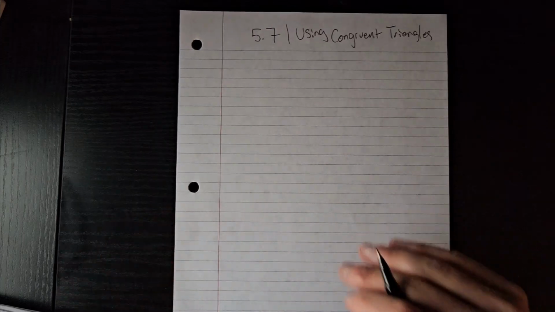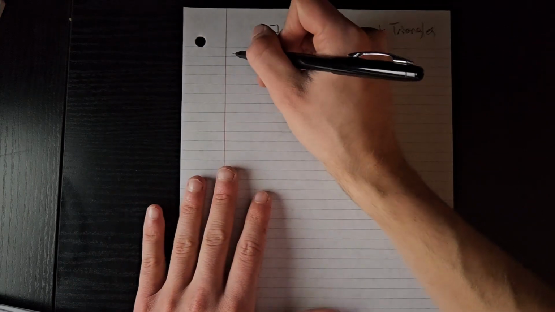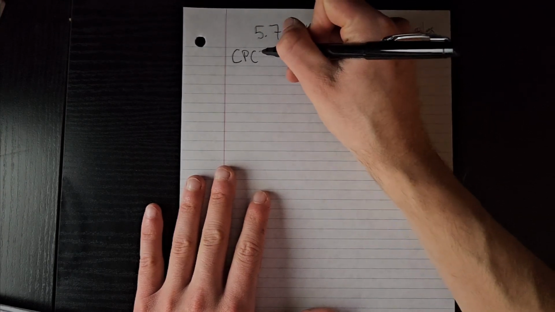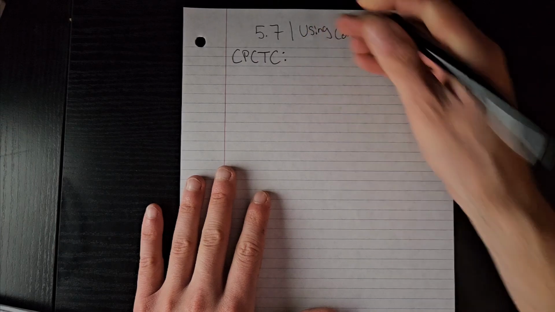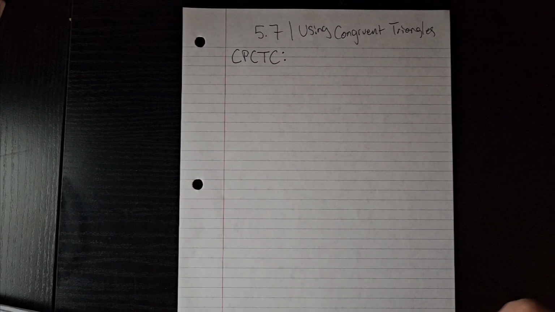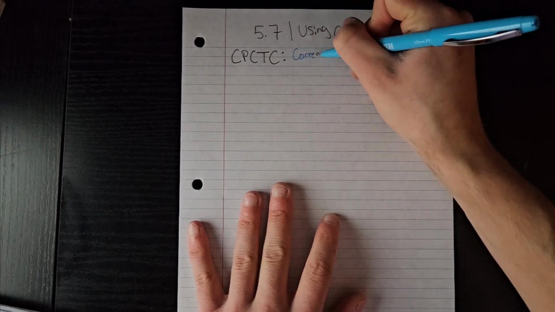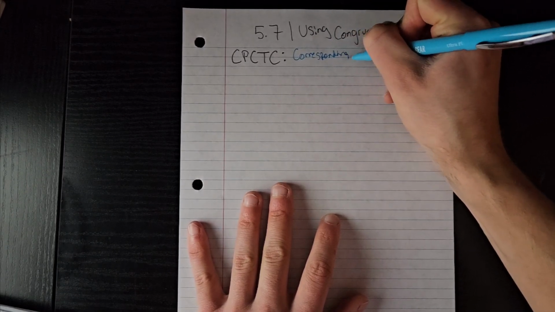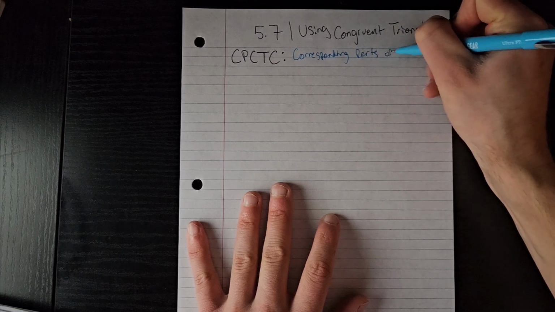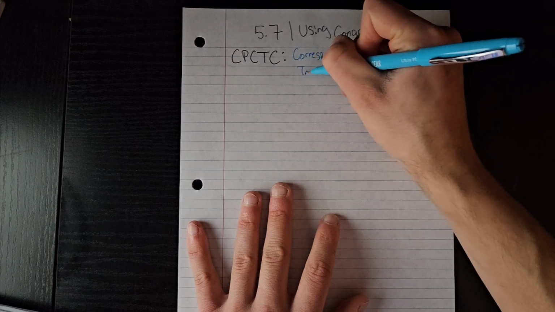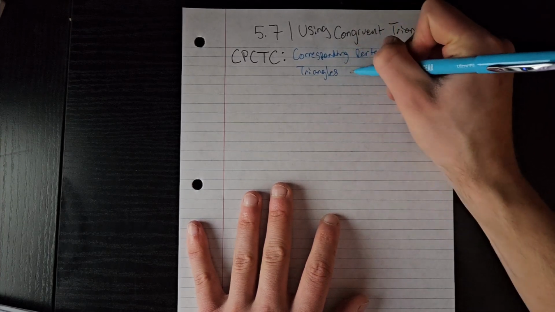We aren't learning anything actually new today. Everything's kind of, I'm not gonna say intuitive, but we're just gonna add a slight add-on to what we've been doing so far in proofs for this class, and it's called CPCTC. What does this stand for, you might be asking? It stands for corresponding parts of congruent triangles are congruent.